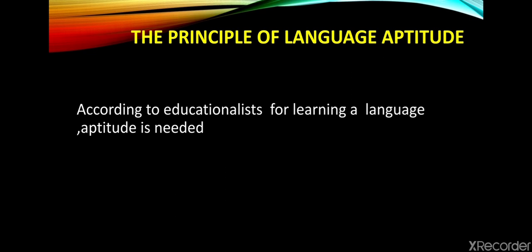Next is the principle of language aptitude. According to our educationalists, for learning a language, language aptitude is needed. There are some main components of language aptitude which should be developed in students. These components are phonetic coding, meaning the ability to code sound in such a way that it can be remembered. Second is grammar, meaning the ability to handle grammar. Then rote memorization, and last is inferring linguistic rules, patterns, etc.